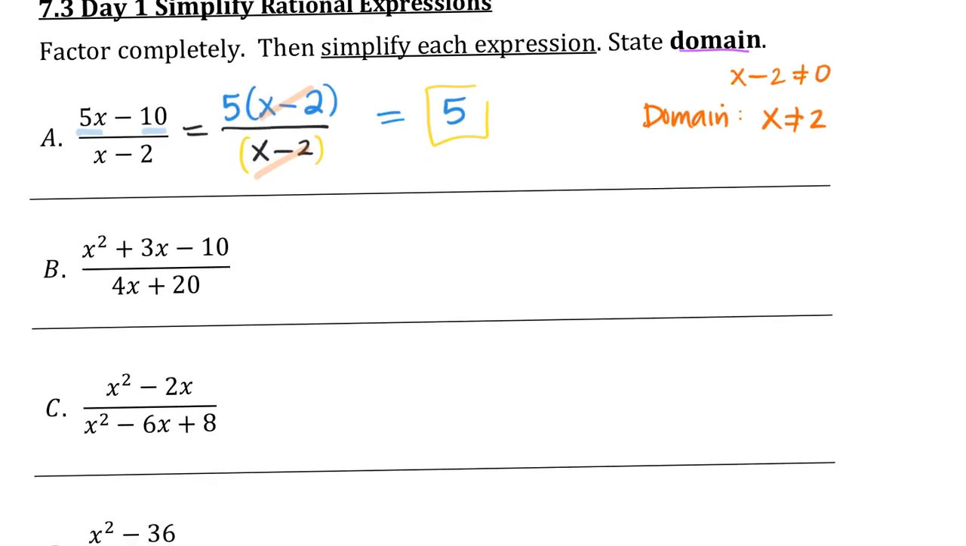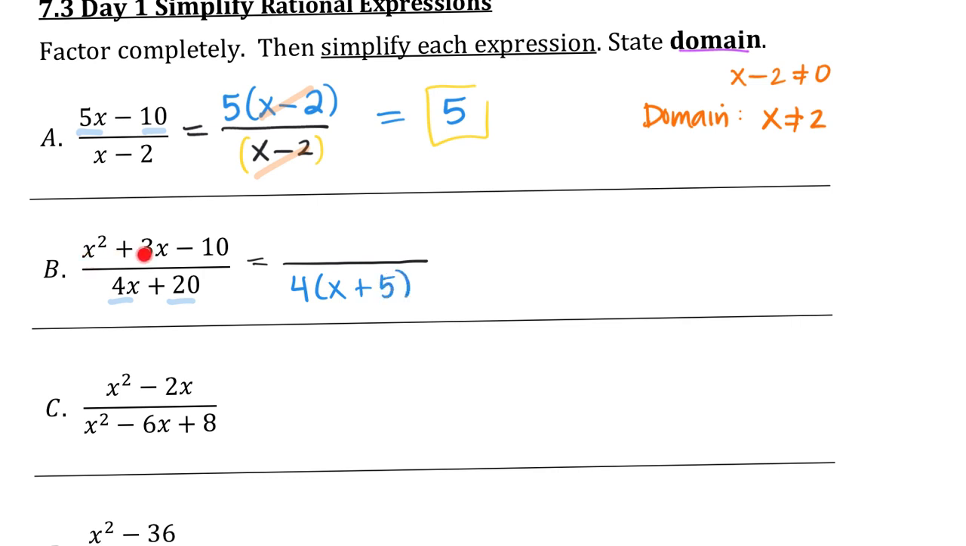Okay, let's try the next one now that you've kind of seen the process. Okay, for B. What does this look like? It's a fraction. Can I factor? I'm going to do the bottom first because it looks a little easier. Because I see a 4x and a 20, and I think I can take out a 4. So 4 times x is 4x. 4 times 5 is 20, which I like.